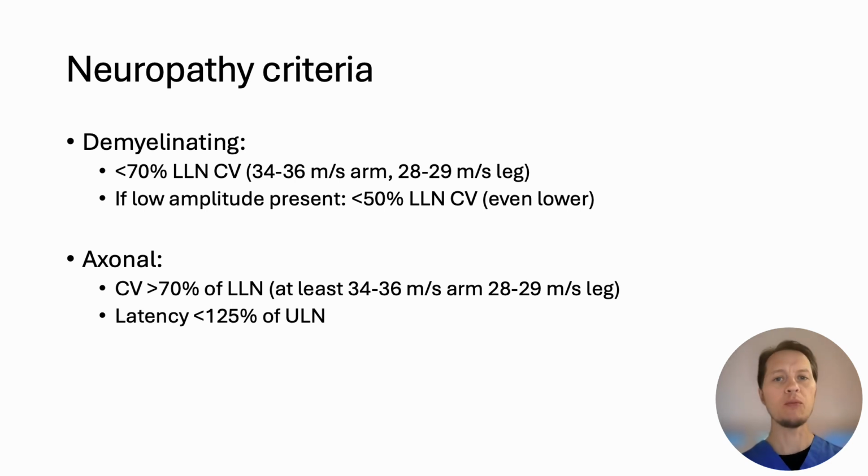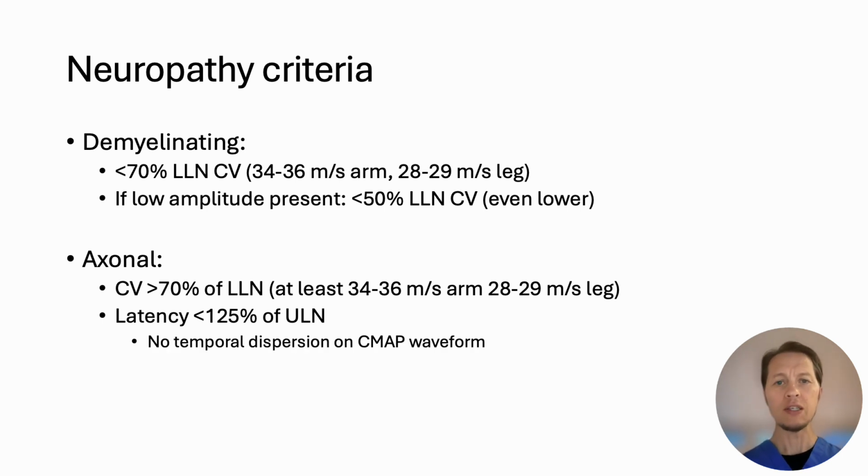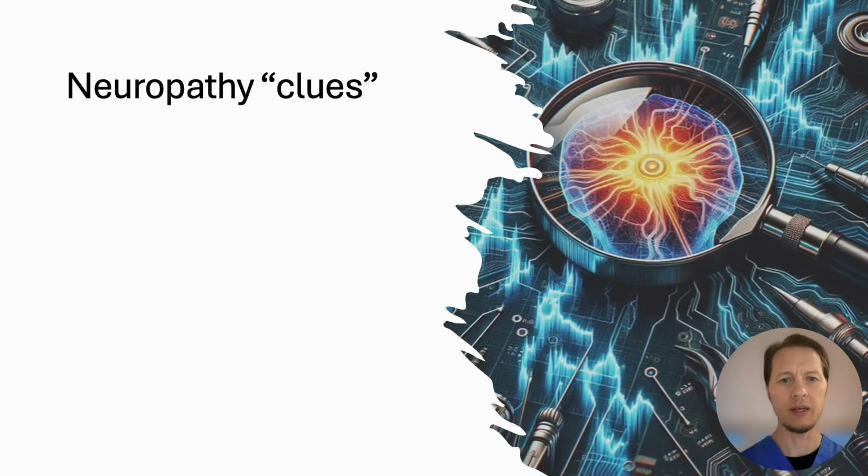Latency cannot be more than 125% of the upper limit of normal. You can't have horribly prolonged latencies, otherwise that would be demyelinating. Similar things that would basically classify this as demyelinating are things like temporal dispersion and conduction block. You can't have a significant component of that for you to call this a predominantly axonal neuropathy.